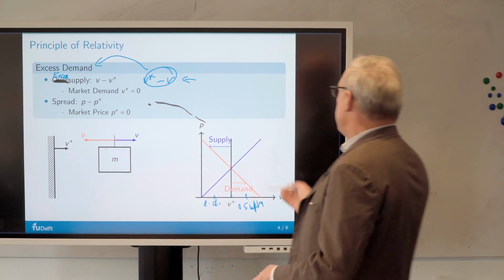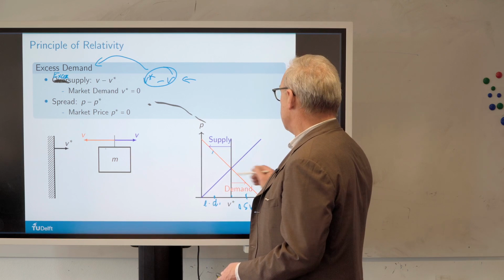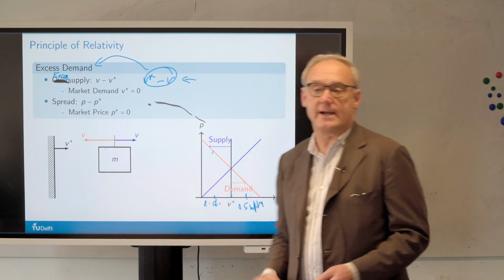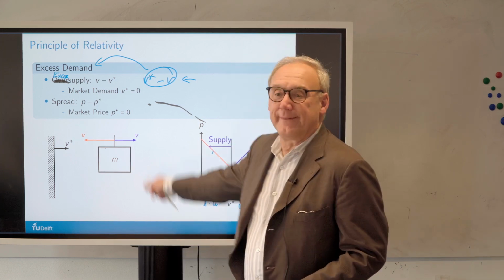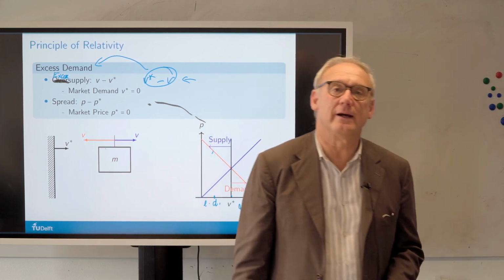Now here you immediately see how you solve this thing. All you have to do is flip around this axis, right? And you're going to move it down a little bit. You just sort it out.